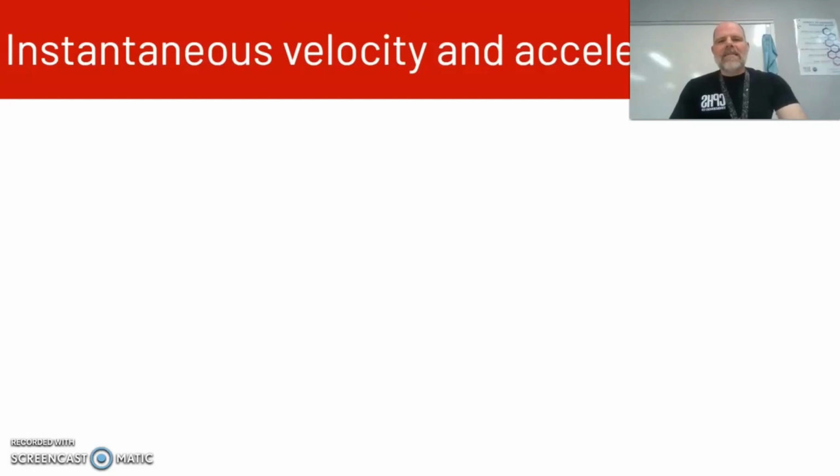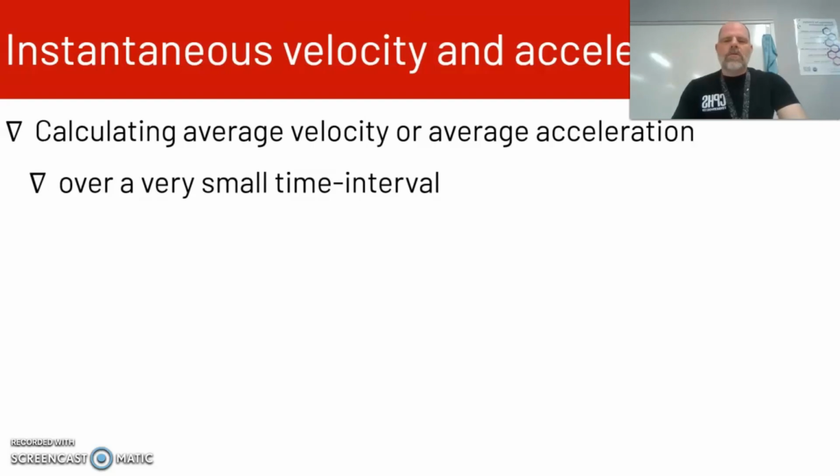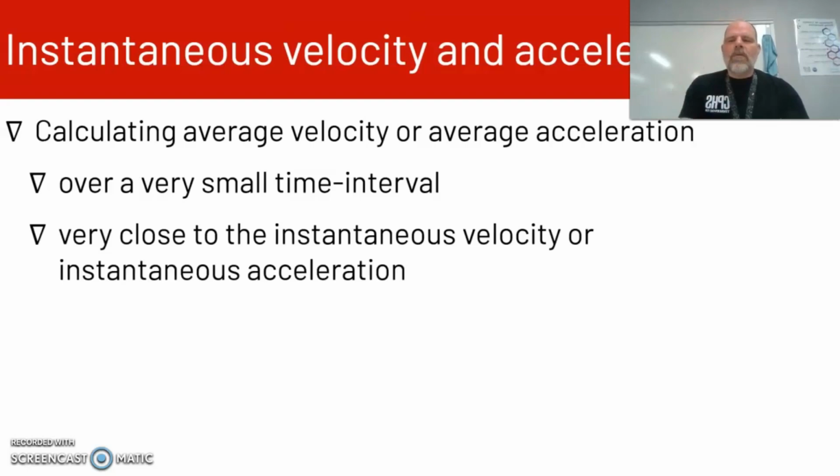So let's talk for a second about instantaneous velocity and instantaneous acceleration. These are different ideas than average velocity and average acceleration. When we calculate average velocity or average acceleration over a very small time interval, we are getting very close to the instantaneous velocity or instantaneous acceleration. So if we calculate the average over a very small time interval, then we're coming up with the instantaneous velocity or the instantaneous acceleration.